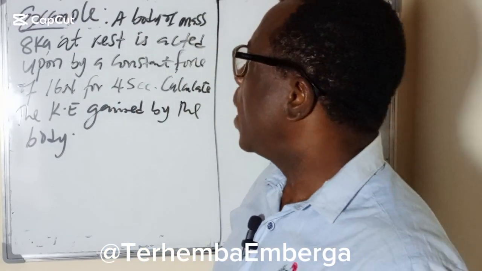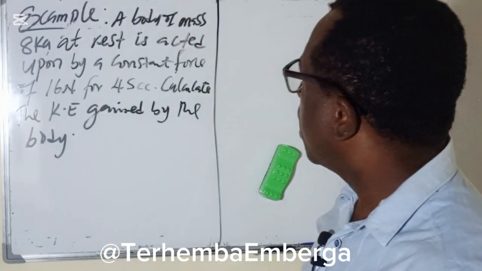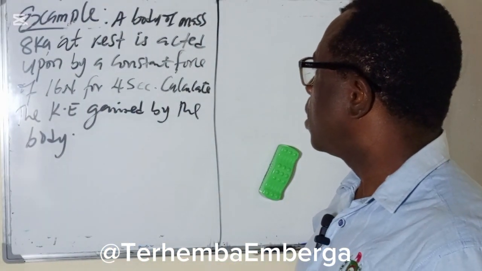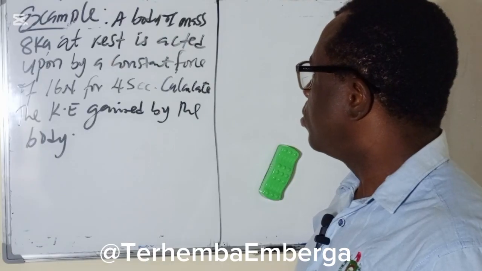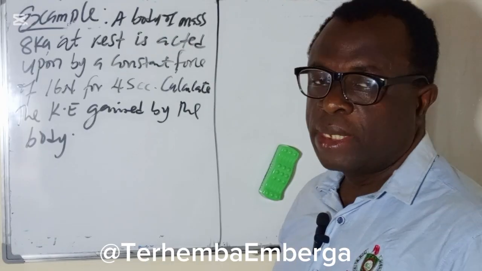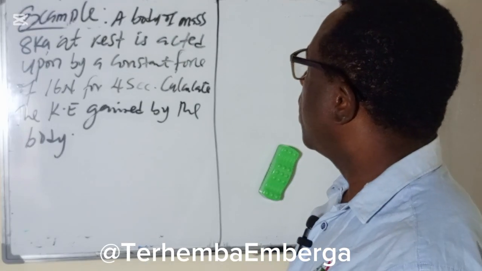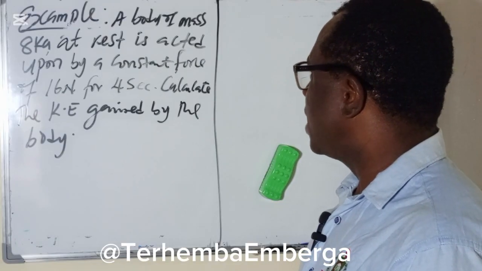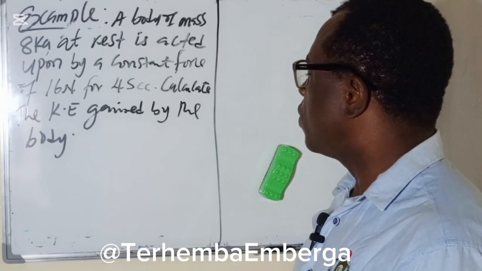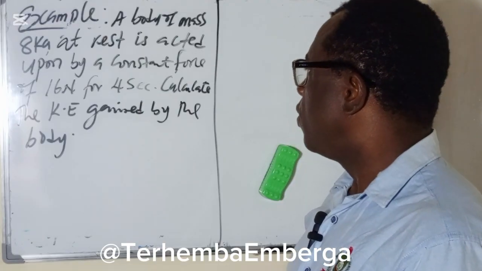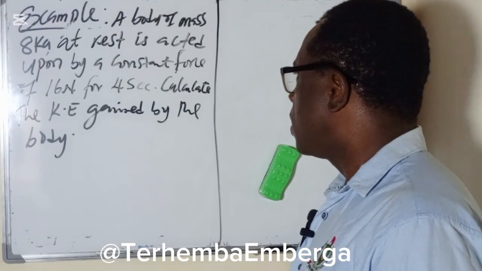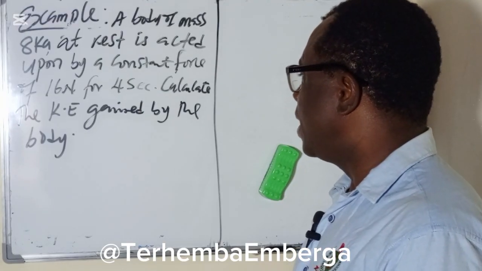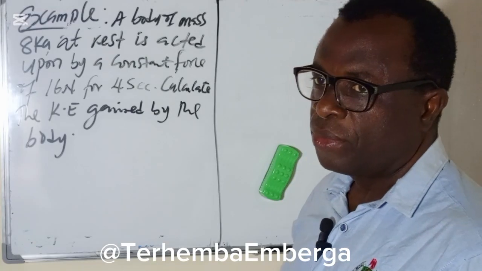Let's look at this quickly. This is a problem under kinetic energy. A body of mass 8 kg at rest is acted upon by a constant force of 16 Newton for 4 seconds. Calculate the kinetic energy gained by the body.